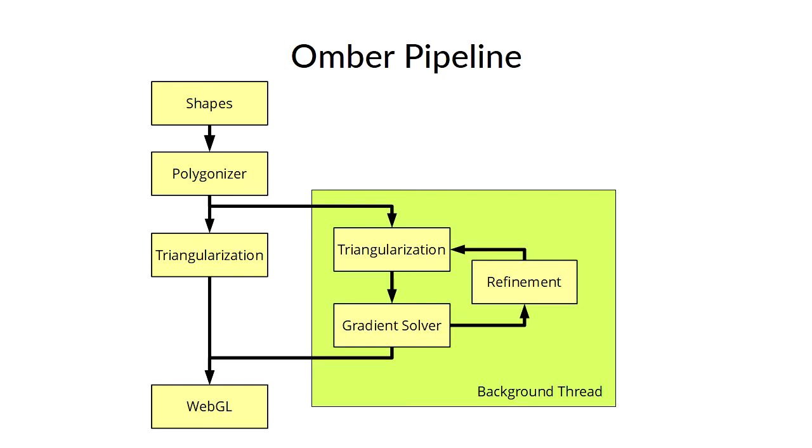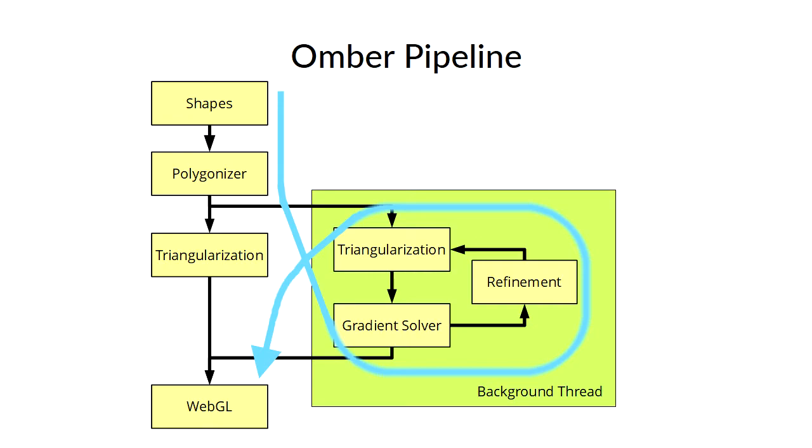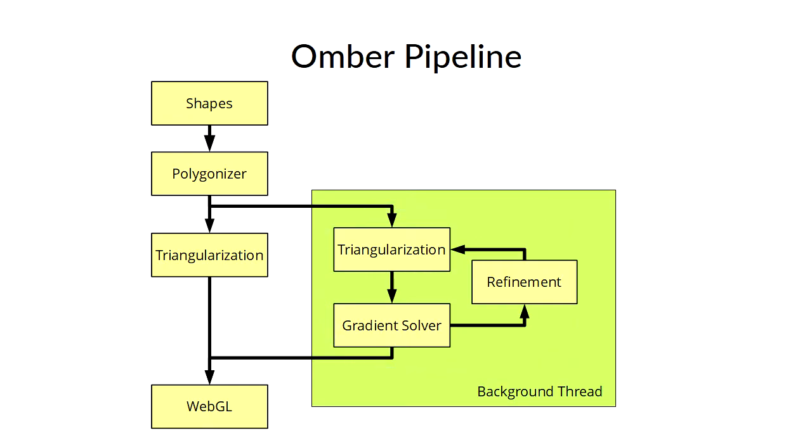So what Omber does is that it has one quick path on the left in the diagram where it calculates a rough gradient as quickly as possible and displays it to the screen right away so that you can quickly see the effect of your changes. But Omber also has a second thread that calculates high-quality gradients for shapes in the background, and it will update the screen with the higher quality versions as they are calculated.